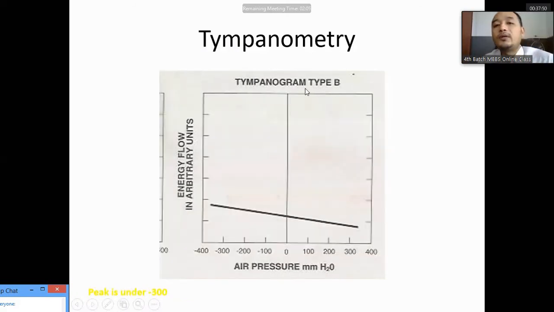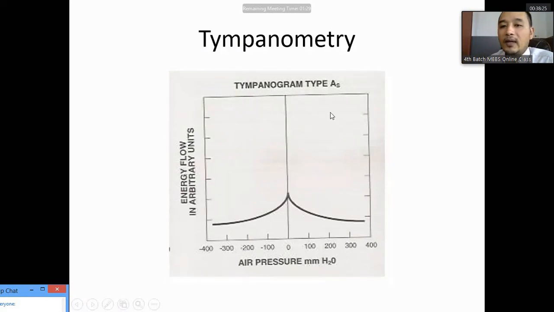Now type B tympanometry. There is no change in the compliance because there is an obstruction in the conductive mechanism. Either there is wax in the external auditory canal, or the probe is loose and you are not able to maintain the pressure in the external auditory canal, or there is fluid inside the middle ear which decreases the compliance. So there is no increase in the compliance. It looks like a straight line or a very low slope curve. This is type B tympanometry.